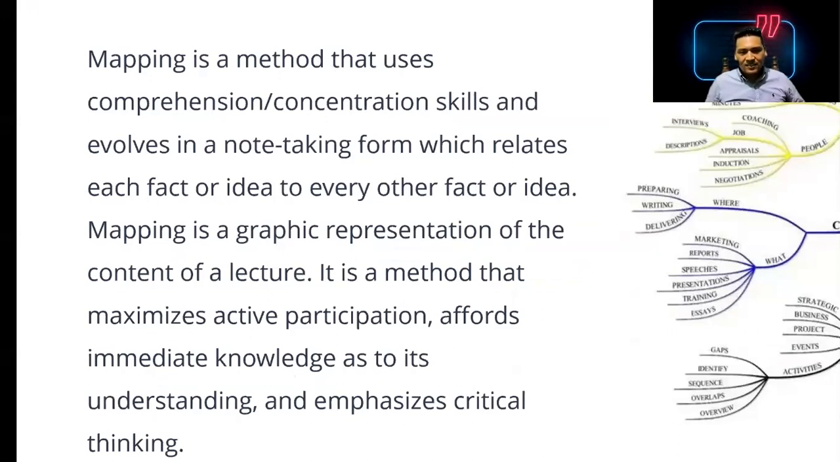As to its understanding and emphasis, critical thinking. Critical thinking. Very good. Thank you very much, Alexandra.